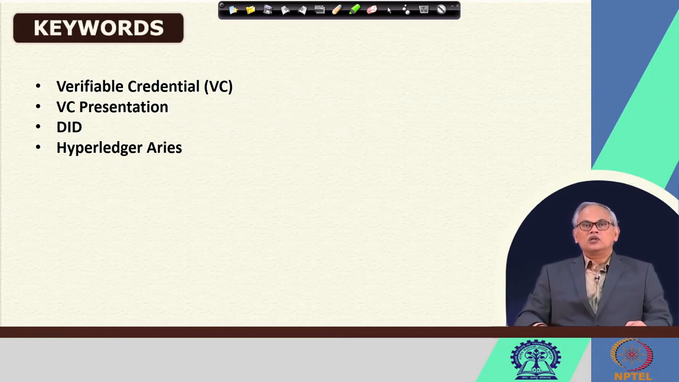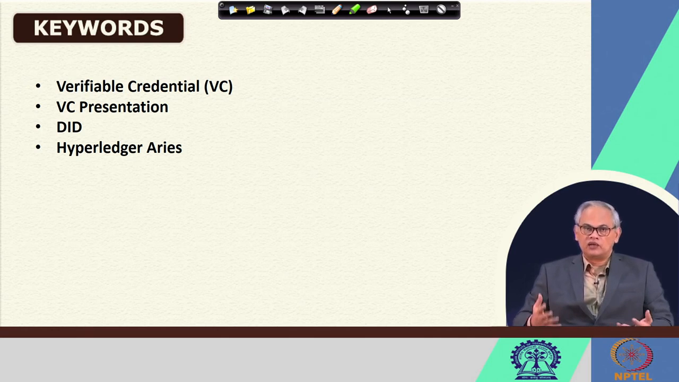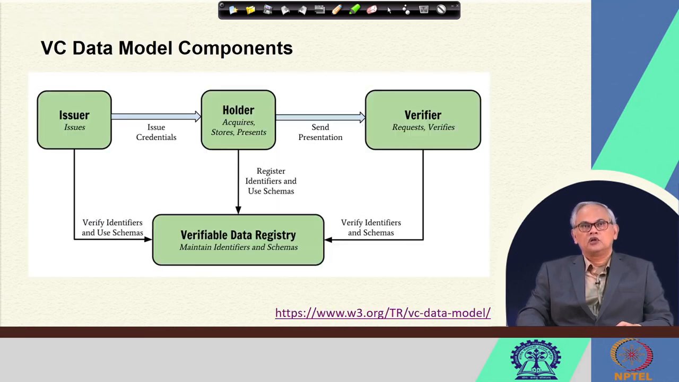So, these are the keywords for today's lecture: verifiable credentials of course, and then presentation of the verifiable credentials, and the DIDs, again we will talk about them a little bit in connection with their relationship with VCs. And finally, we will mention Hyperledger Aries, which is a blockchain which can be used for this VC implementation. So, that is the context in which we are talking about the verifiable credentials.